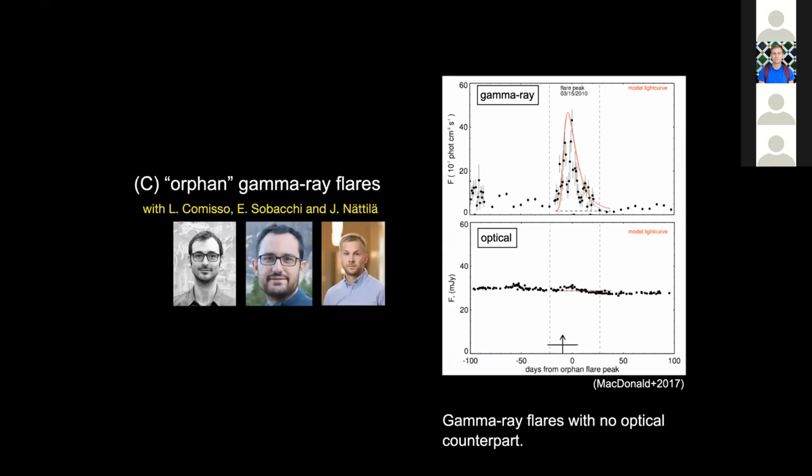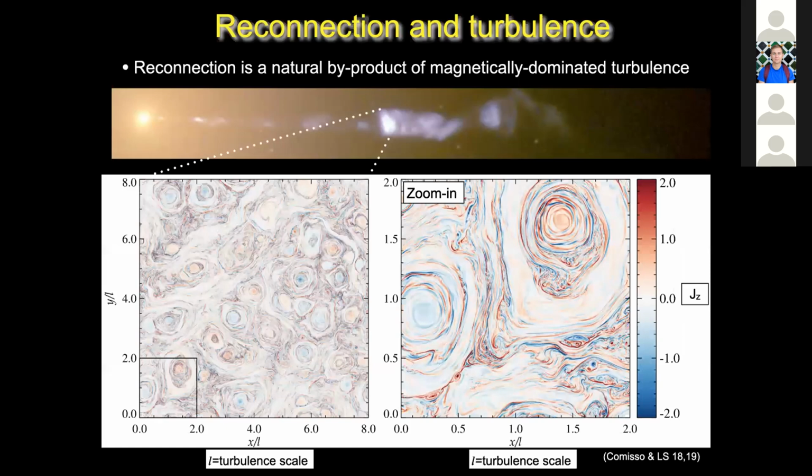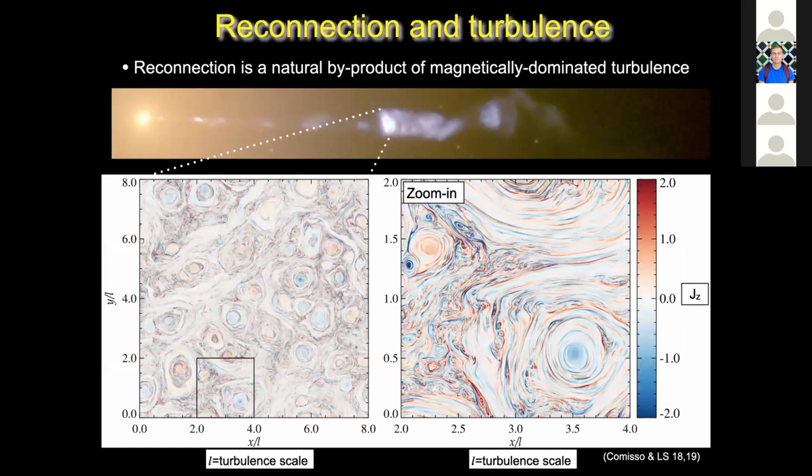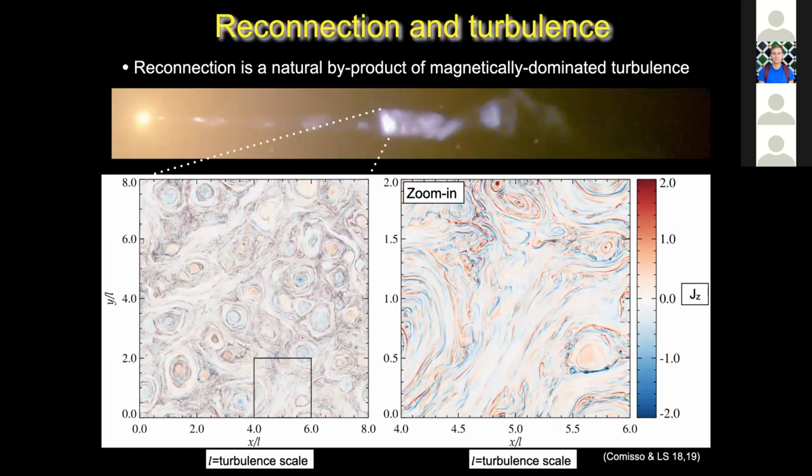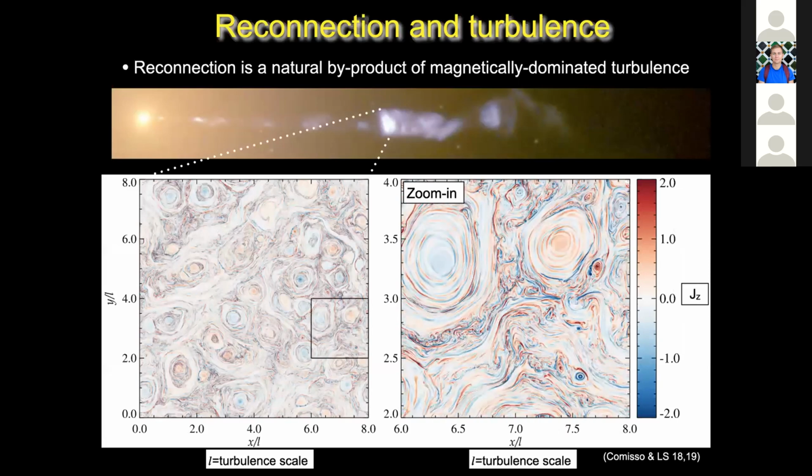In the last 3 minutes, I would like to present one more implication of reconnection in the context of blazars. This is related to the so-called orphan gamma ray flares, appearing in the gamma rays but not in the optical. They don't have an optical counterpart. And here, I would like to embed reconnection in a little bit more of a global picture.